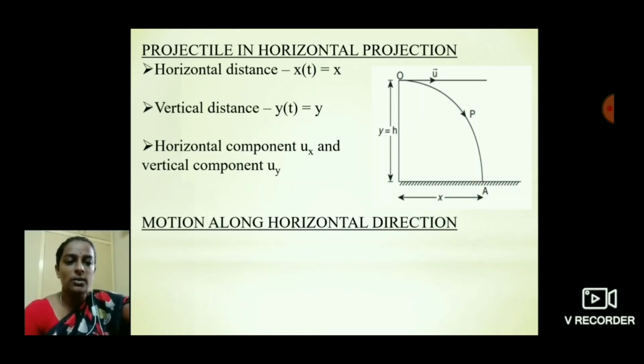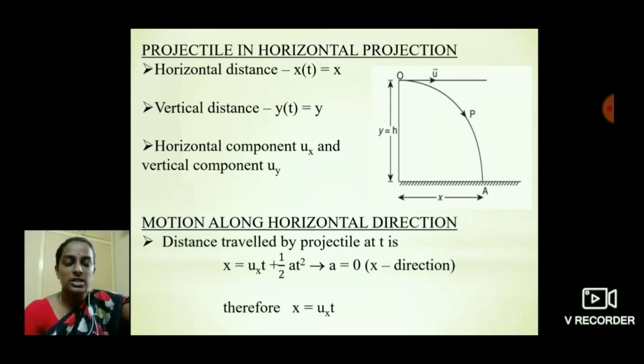Motion along horizontal direction is given by the distance travelled by the projectile at t, x is equal to uxt plus 1 by 2 at square. When a is equal to 0, we get x is equal to uxt. This is motion along horizontal direction.